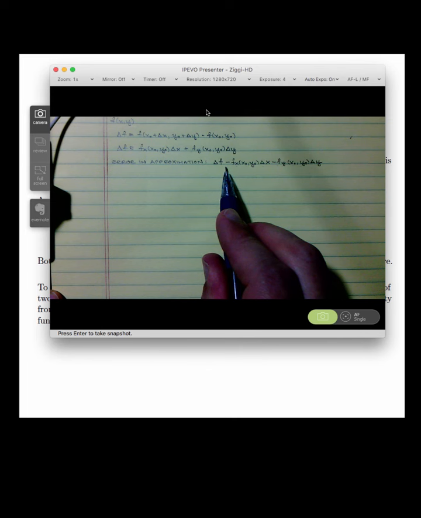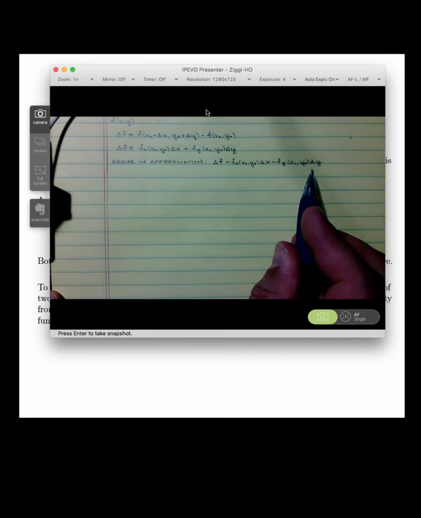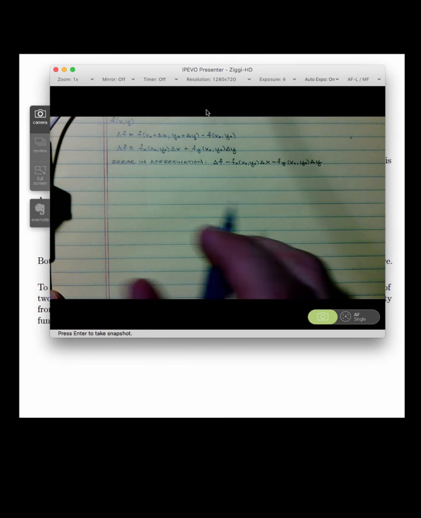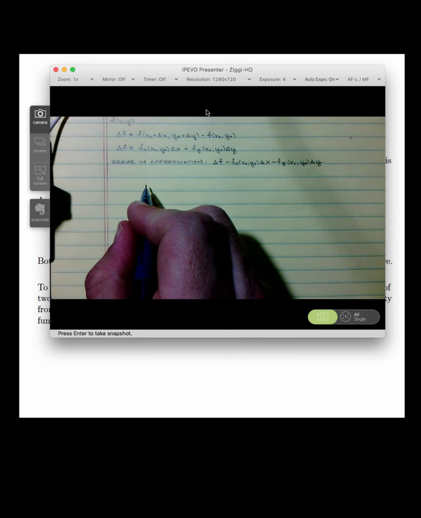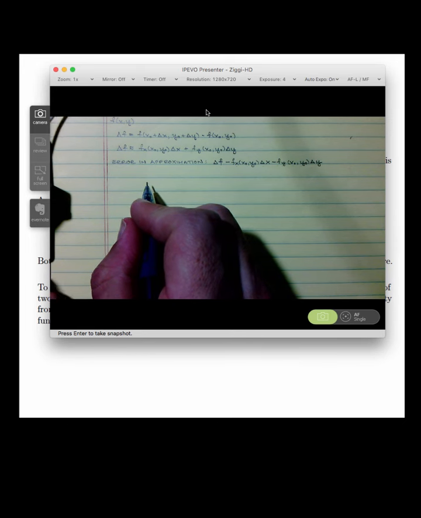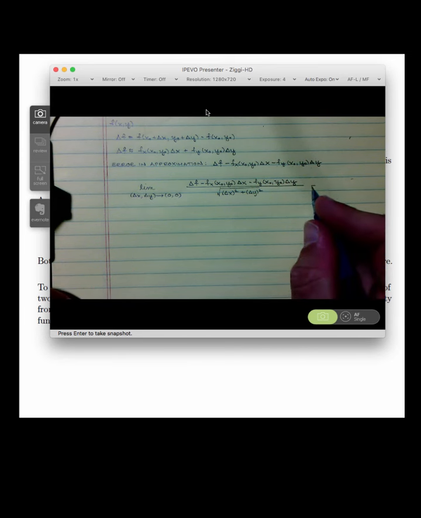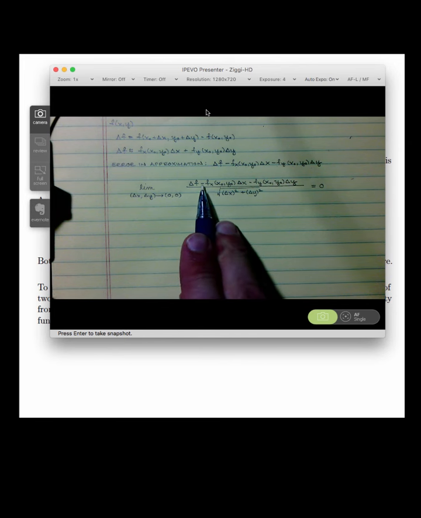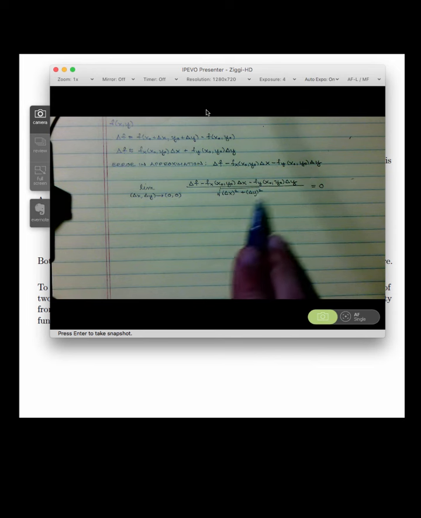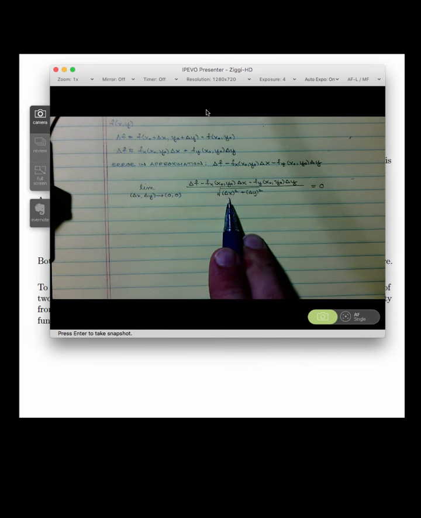And we want the magnitude of the error in this approximation to be much smaller than the distance between x naught, y naught and x naught plus delta x, comma y naught plus delta y. We want this limit to be 0. This then tells us that the magnitude of the error in the approximation is much smaller than that of the distance between the two points. This then gives us that extra ingredient we need in the definition of differentiability.